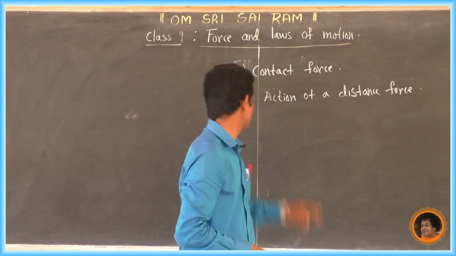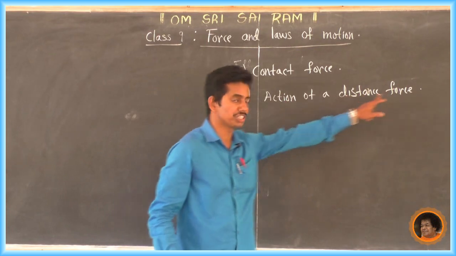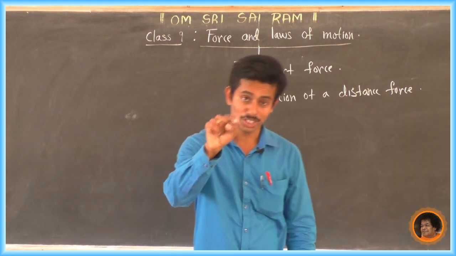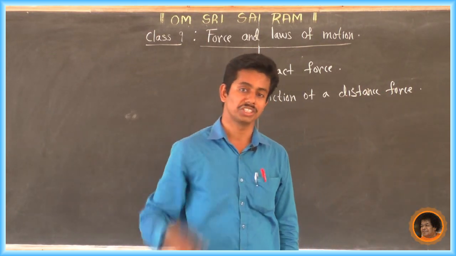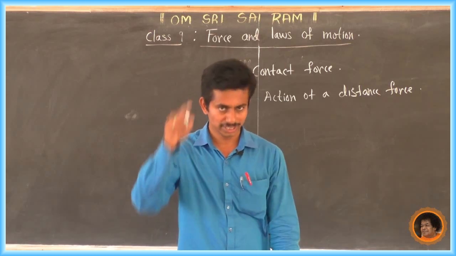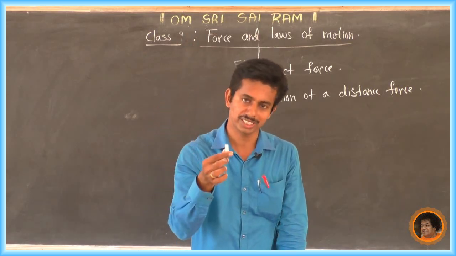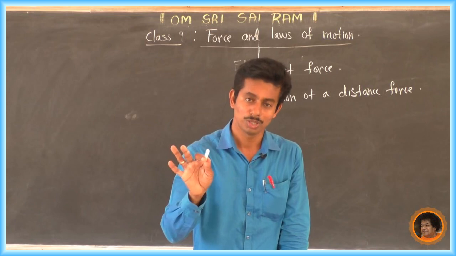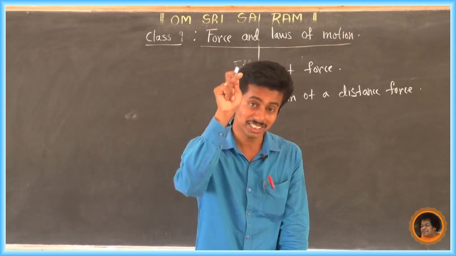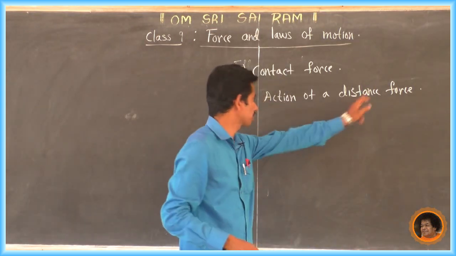The gravitational force is an example of action at a distance force. Two bodies are not in contact with each other, but there is a gravitational force. Take this chalk: is there any contact between them? No. But there is a force. That is the gravitational force. That is called action at a distance force.